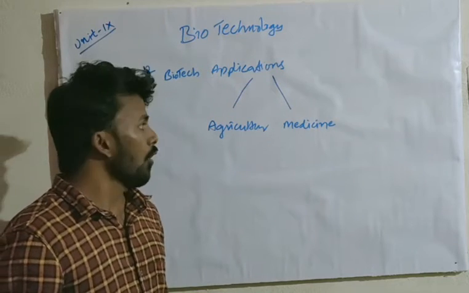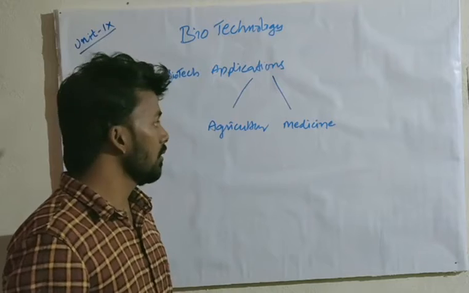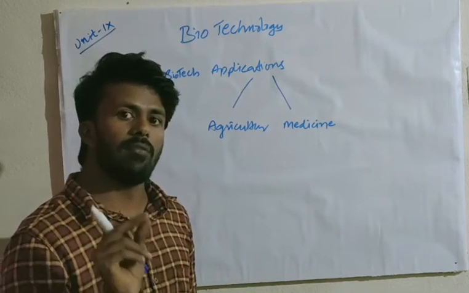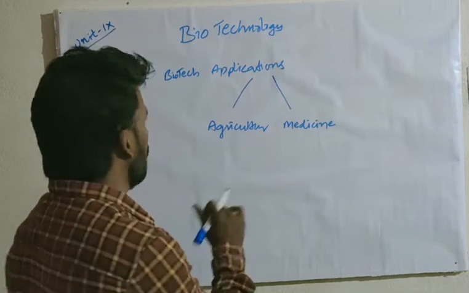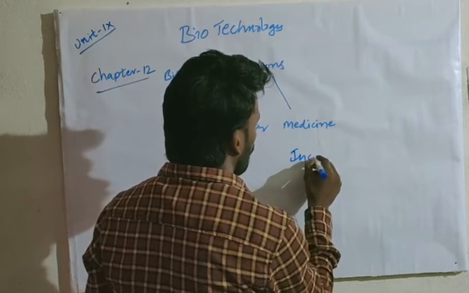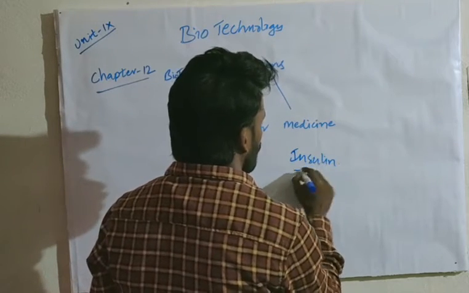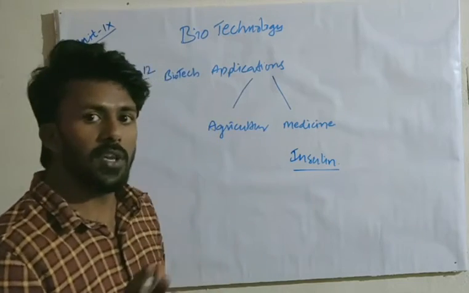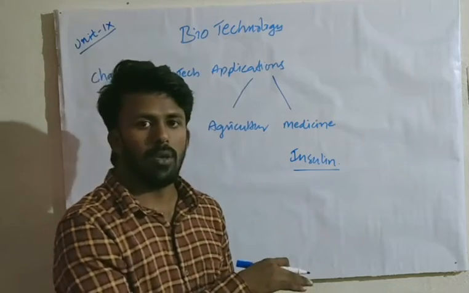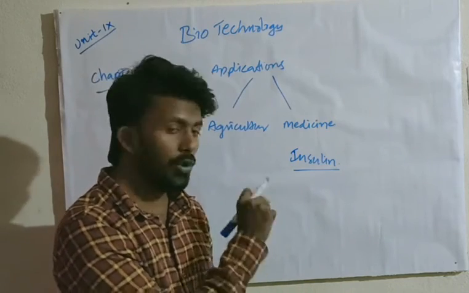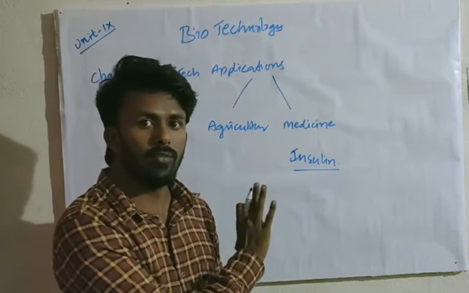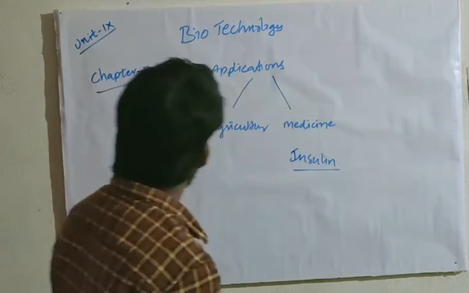Among them, we have to discuss genetically engineered insulin. That is the main important revolutionary change in biotechnology applications. So, before we discuss how insulin was transcribed and genetically engineered and the gene modified, first let us have a look at the structure of insulin.